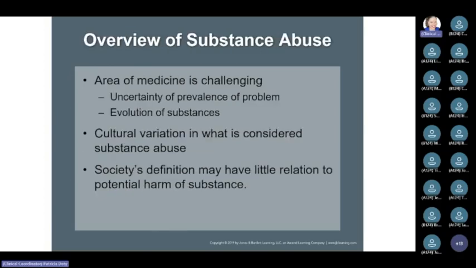Okay, so overview of substance abuse. It's an area of medicine that is challenging, with uncertainty about the prevalence of problems and the evolution of substances. Substance abuse is broadly defined as the self-administration of illicit or licit substances in a manner not in accordance with approved medical or social practices. So let's break that down.